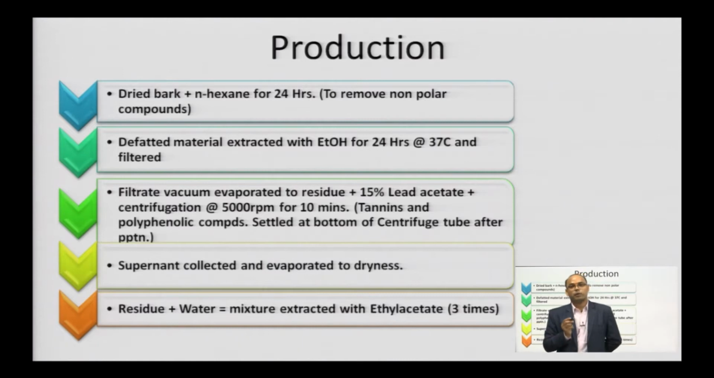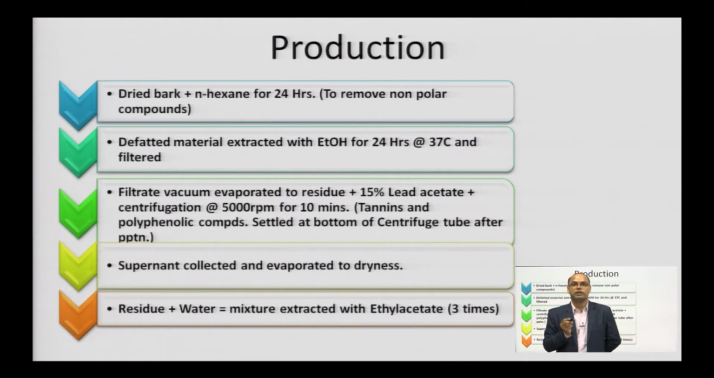If you look at the production of paclitaxel, you can see that we use the dried bark of our taxane plants or taxane trees. The dried bark is treated with N-hexane for 24 hours. The purpose of adding N-hexane is to remove non-polar compounds, which generally have no pharmacological importance.